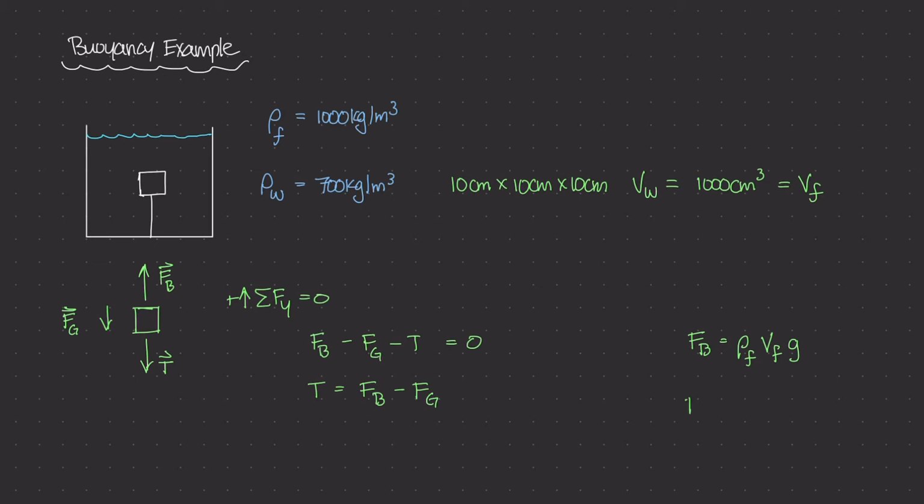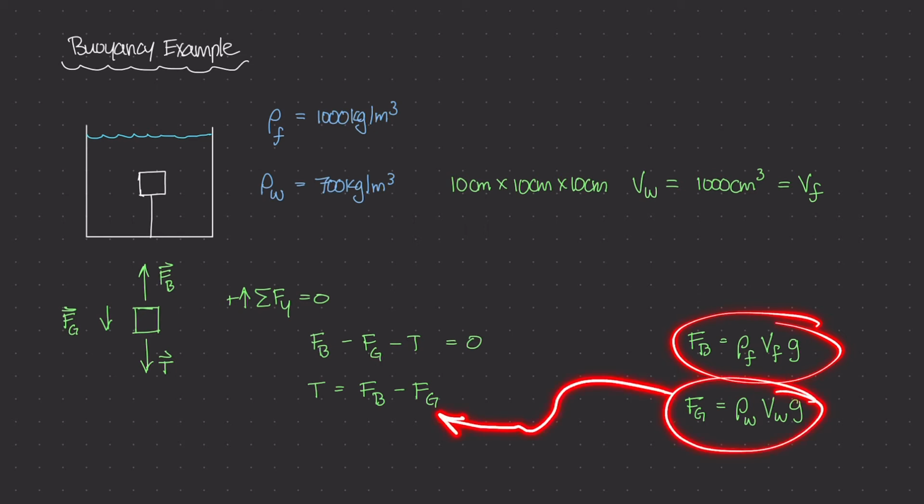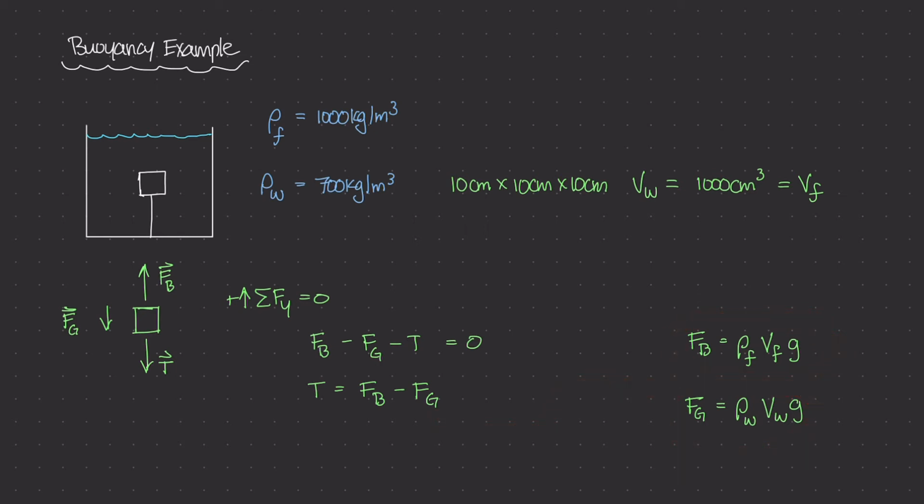And F sub G, which is the weight of the block itself, is going to be the mass density of the block, which is rho W for wood, times the volume of the wooden block, times gravity. From this discussion, we know that the volume of the block equals the volume of the fluid displaced. So really V sub F and V sub W are the same volume. So I'm going to take these two forces and plug them back into this equation. So let's go ahead and do that.